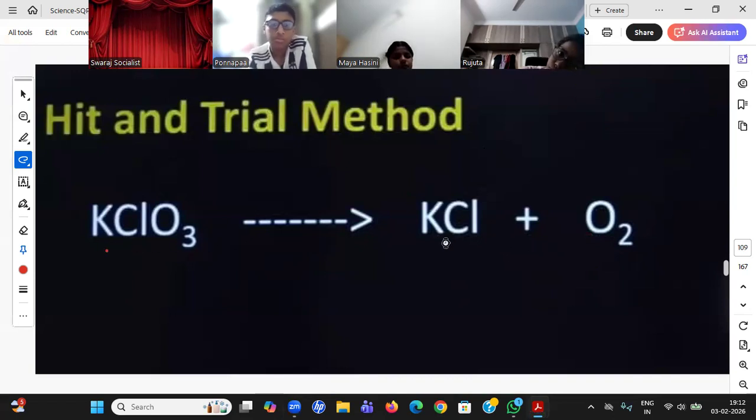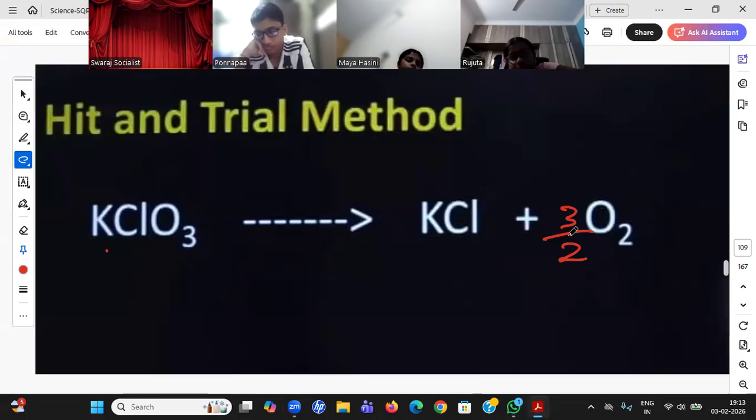You see, KCl is balanced. Sir, oxygen we have 3, here we have 2. Multiply by 3 by 2. Obviously, you will get 3 oxygen on the right. Now it is balanced, but please don't leave the fraction like this.